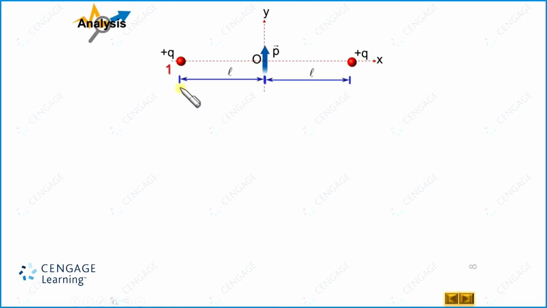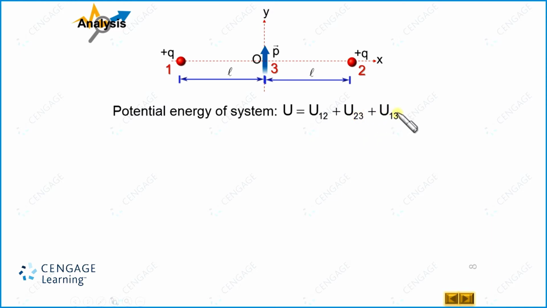Okay, and let us write this charged particle as 1, and number this charged particle as 2, and this is 3. We have 3 objects in our system. We are considering these 3 elements, two charged particles and one dipole, as a system, and we can observe here we are having three pairs, that is this charged particle and dipole pair, this dipole and charged particle pair, and this charged particle and this charged particle pair. That means we can write the potential energy of the system as U12 plus U23 plus U13.